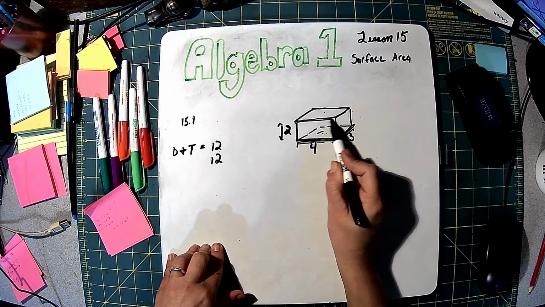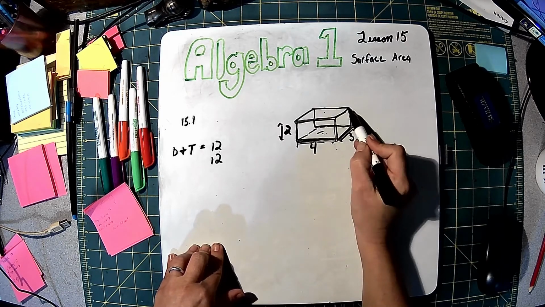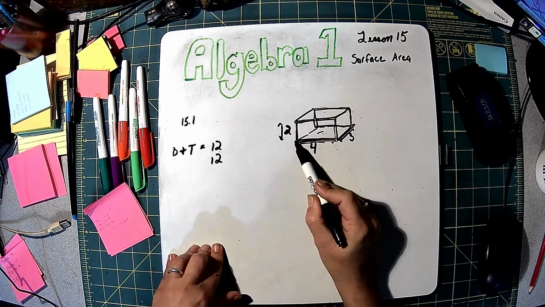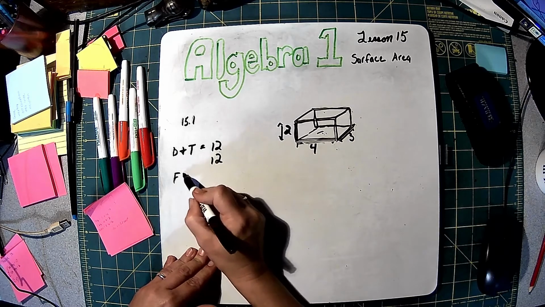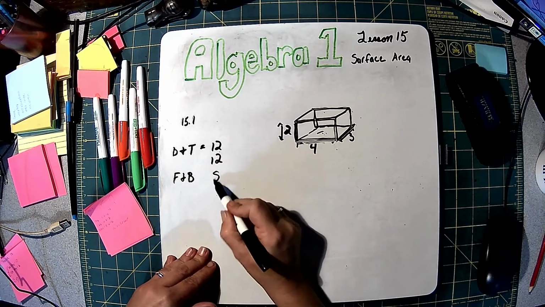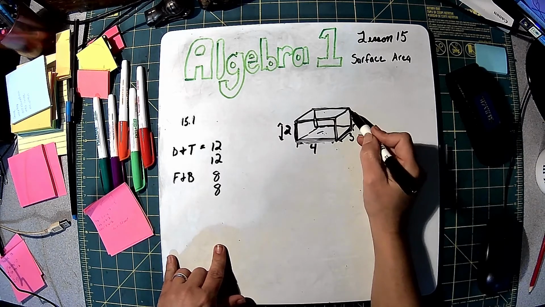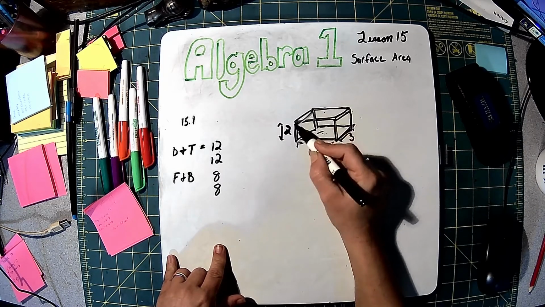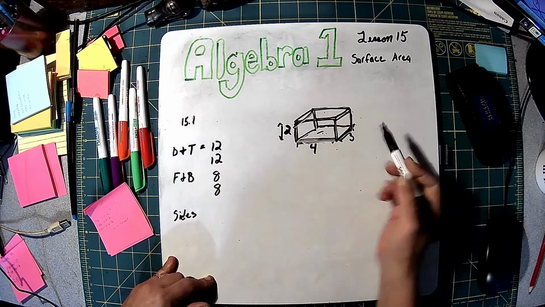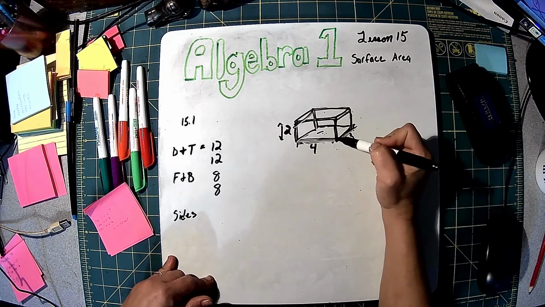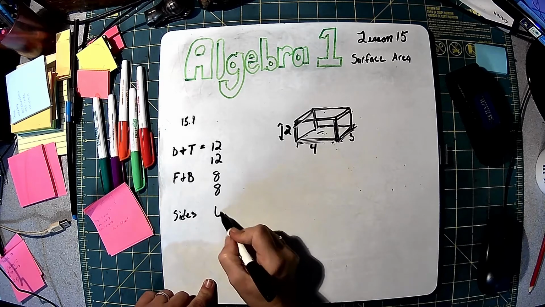Now we're going to have a front right here and a back right there. The back and the front are going to be the same. The front is 4 by 2, so that would be 8. So front and back would be 8 and another 8. Then we have the sides. There are 2 sides here and here on both sides. So our sides are 3 by 2. 3 wide, 2 high. 3 times 2 is 6, so we're going to have 2 of those.